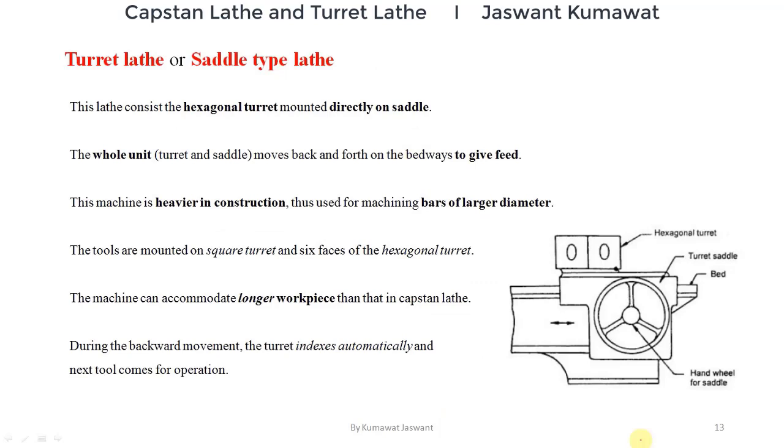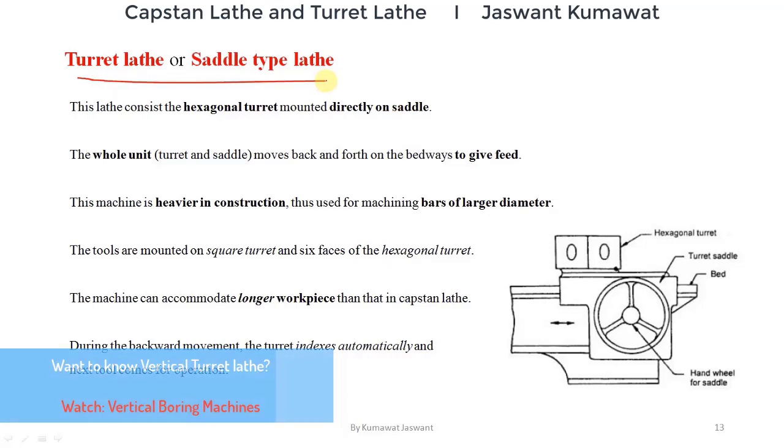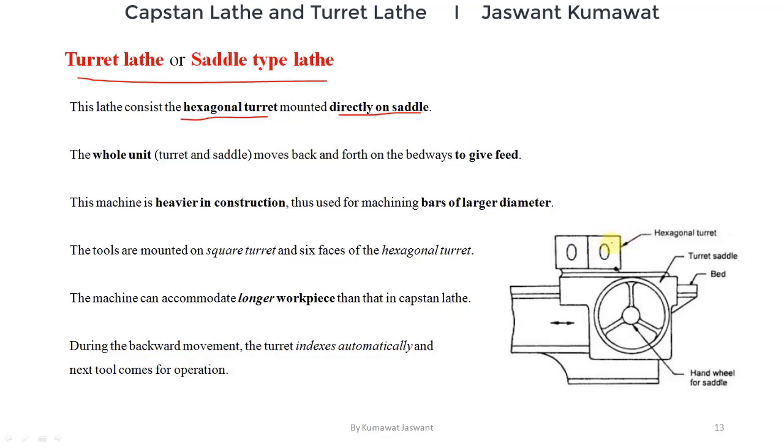Now let's move to the turret lathe or saddle type lathe. This lathe also consists of a hexagonal turret, but here the hexagonal turret is mounted directly on the saddle. This is the hexagonal turret. It is mounted on the turret saddle, and the turret saddle is mounted on guideways on the bed. This is the hand wheel for saddle movement. The saddle can be moved in the longitudinal direction to give the feed. So in the turret lathe, the hexagonal turret is directly mounted on the saddle.